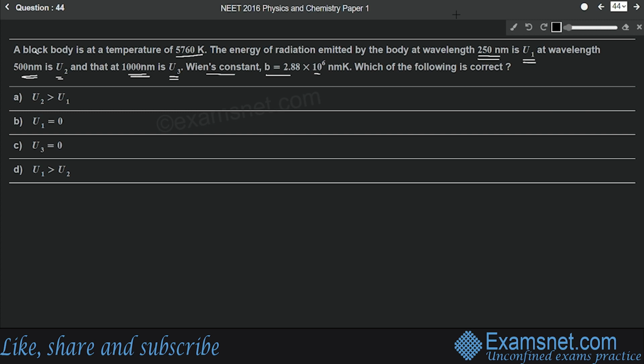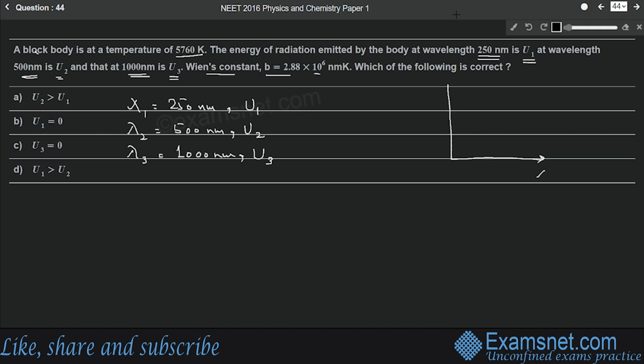Now what is given in the question? That when lambda 1 is 250 nanometer, then energy is U1. Lambda 2 is 500 nanometer, then the energy is U2. And when lambda 3 is 1000 nanometer, the energy is U3. Now let's draw the graph showing the energy of emitted radiation versus the wavelength.